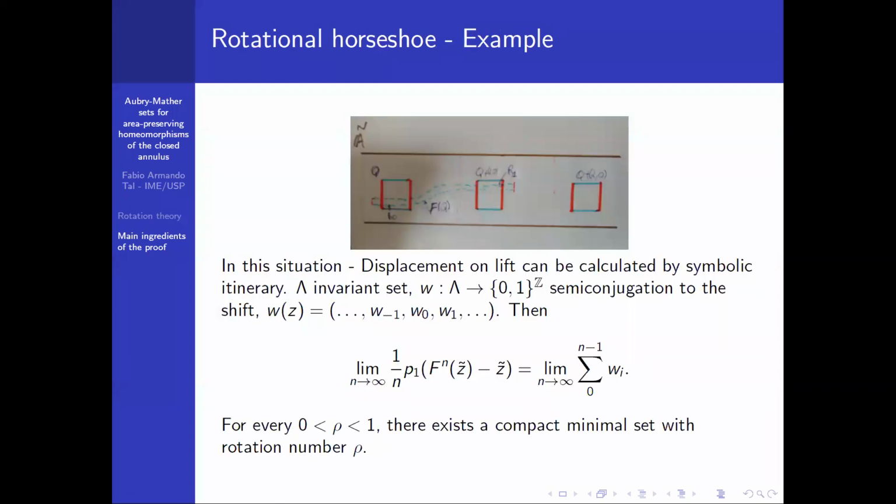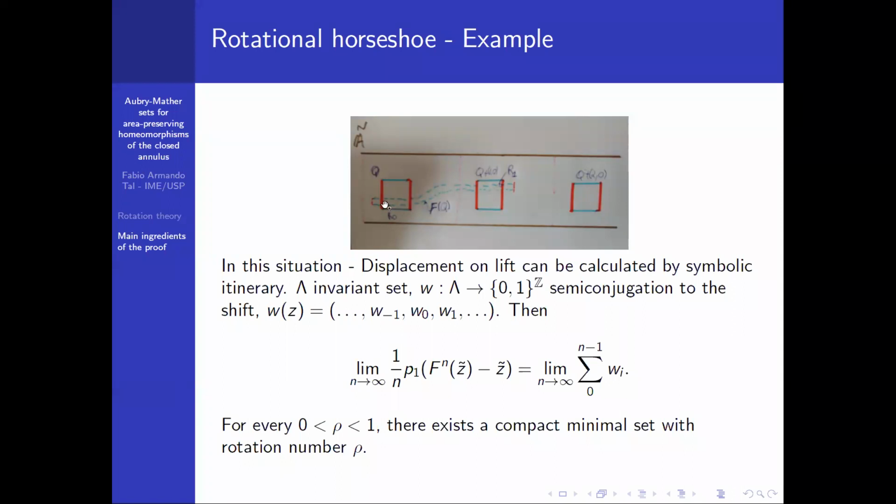And then I need to show a little thing which is called the rotational horseshoe. It's just a horseshoe in the annulus, but the idea is that when you look on the universal covering, you have this. Q is usually a square, which gives rise to a horseshoe. But then the image of Q, in the lift, intersects two different copies of Q: one which is in the same fundamental domain, and one which is translated one fundamental domain to the right.